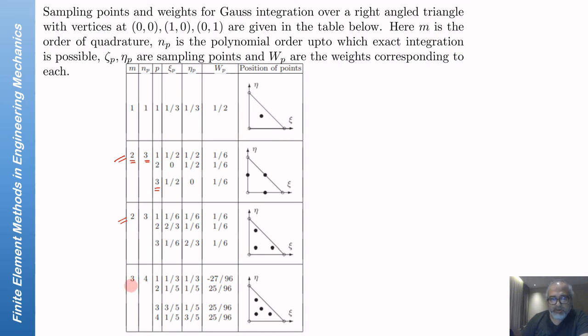For 3, the number of Gauss points is 4 and they are shown in this parent element here. You can integrate up to order 4 exactly, and these are the weights and sampling points given here. So as I said, you seldom need more than n equal to 3, and therefore we will stop there with the triangular elements.